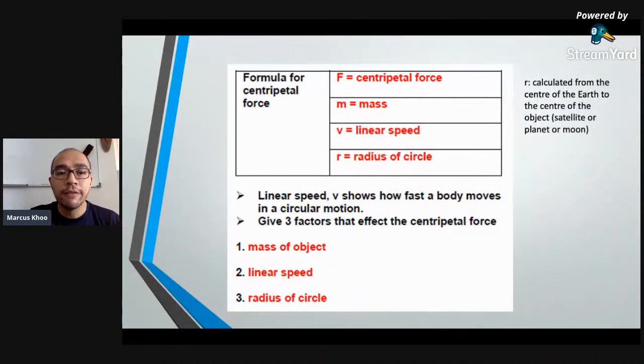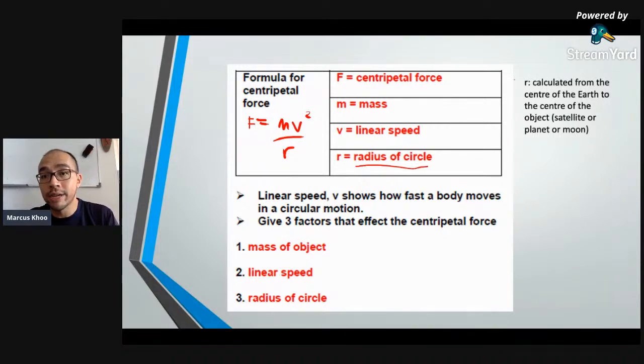The formula for centripetal force is F equals mv squared over r: mass times the linear speed v squared over r. What I want to mention over here is that the radius of the circle is not the radius of the Earth. This is very important here.